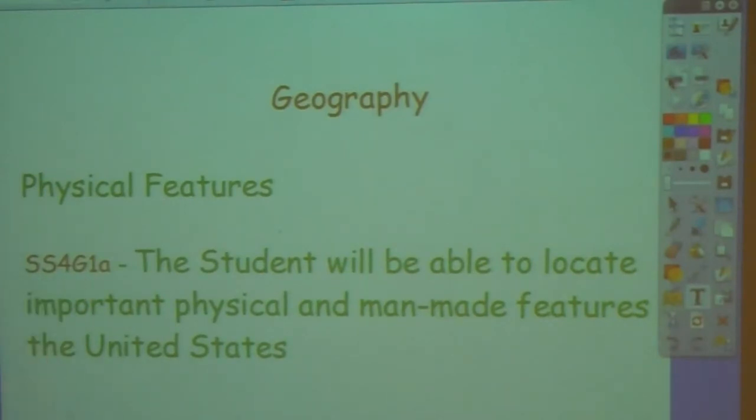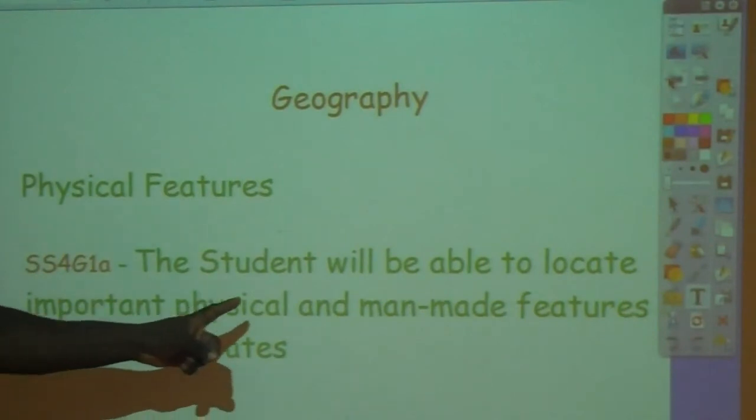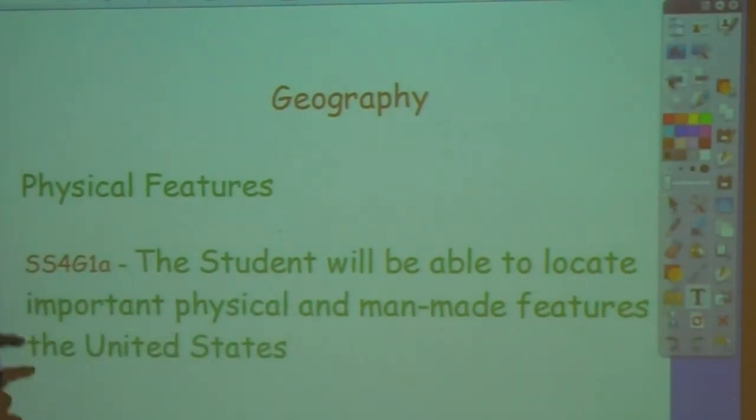And what you are going to have to know, what you are going to learn, is that the student will be able to locate important physical and man-made features in the United States. This lesson is titled Physical Features.